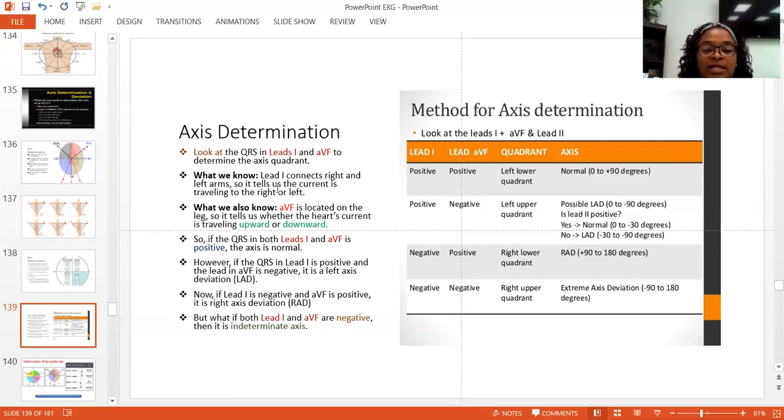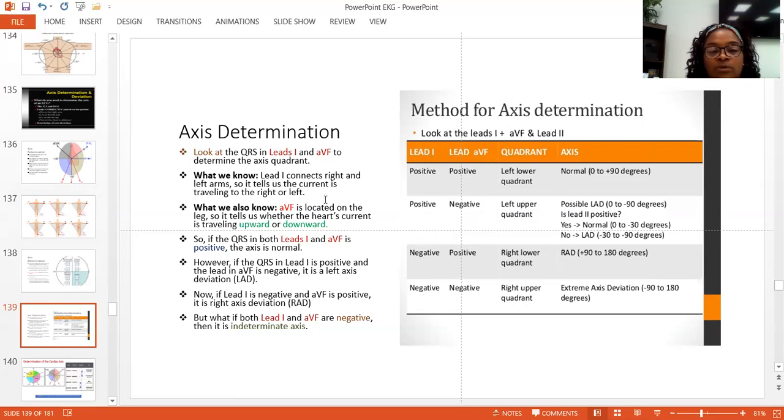So let's look again. If you look at the QRS in leads 1 and AVF to determine the axis quadrant, those are the 2 leads that you're going to be concerned with when you're looking for that axis. You're not going to be looking at the whole thing per se. You will eventually, but just to determine the axis, we're going to look at leads 1 and AVF.